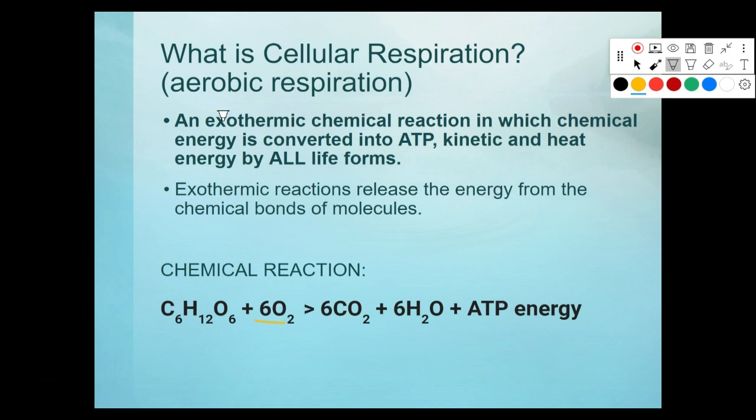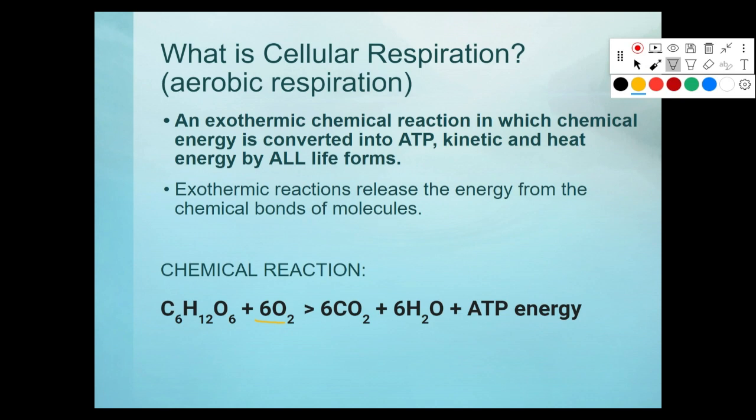So, the photosynthesis we're learning about is endothermic, right? But here you see this is exothermic. An exothermic chemical reaction in which chemical energy is converted into ATP. And so we saw that, right? We're turning glucose into ATP, kinetic and heat energy, by all life forms. So exothermic reactions release the energy from the chemical bonds of molecules.